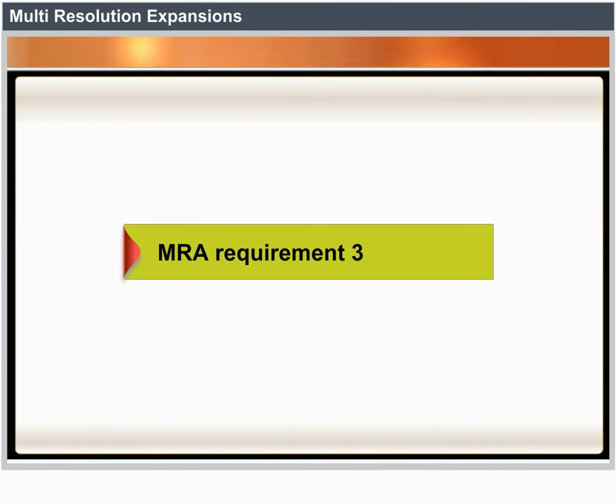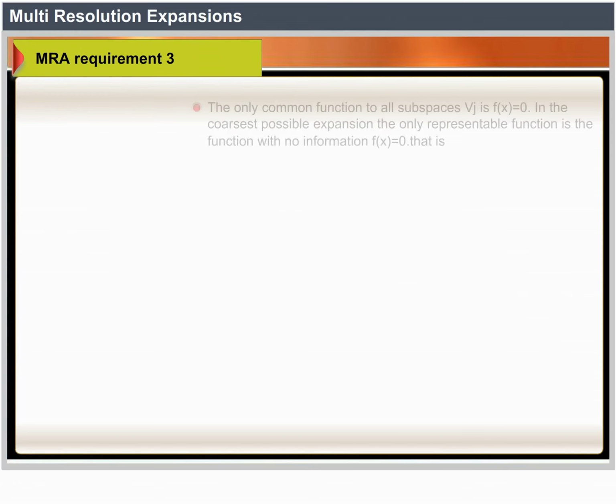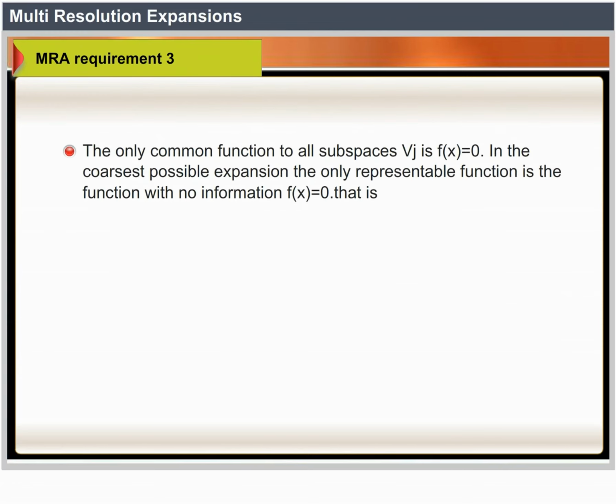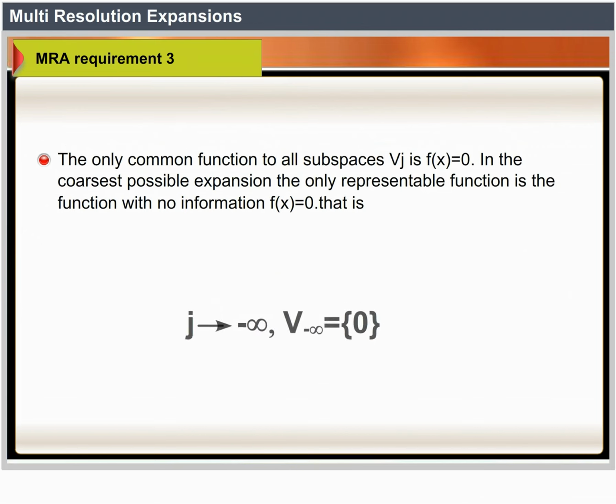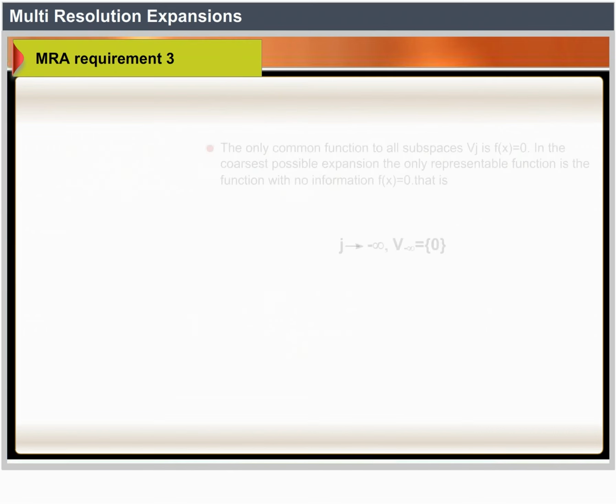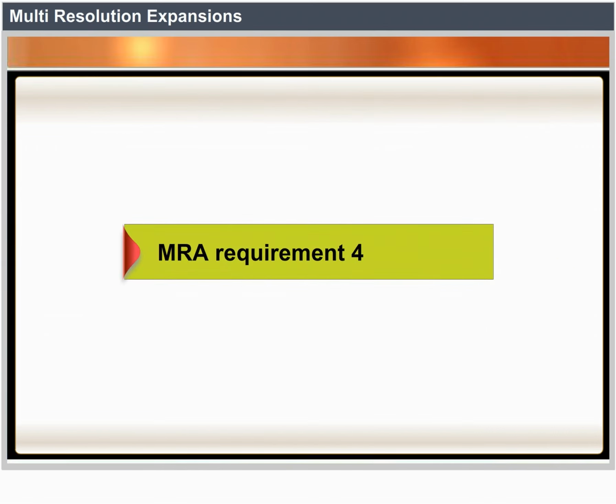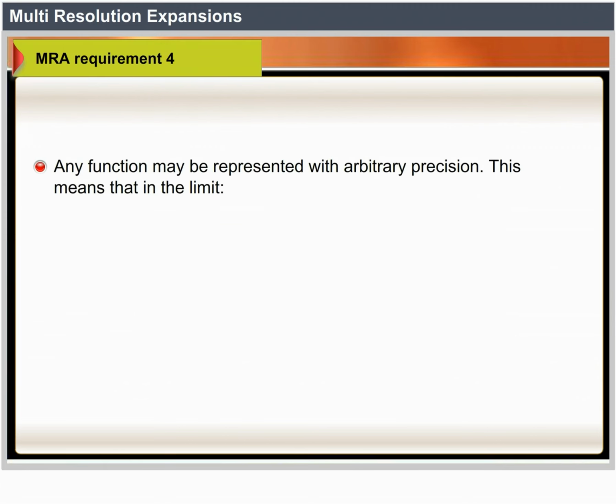MRA Requirement 3: the only common function to all subspaces Vj is the function f(x) equals 0. In the coarsest possible expansion, the only representable function is a function with no information, f(x) equals 0. That is, the expression will take the form on the screen. MRA Requirement 4: any function may be represented with arbitrary precision. This means that in the limit, the expression assumes the form shown on screen.